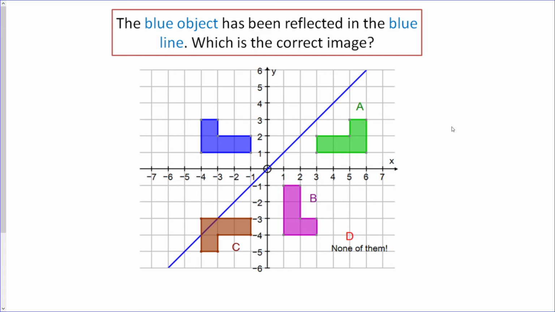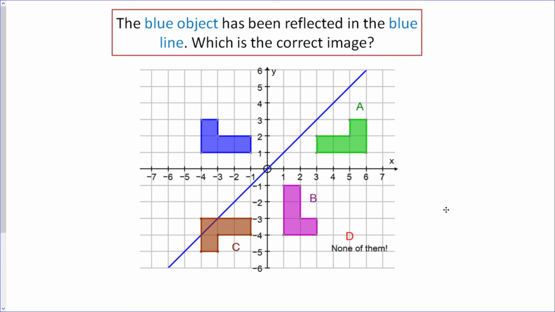Okay, now I want you to try this one out. So the blue object has been reflected in the blue line. So this is a diagonal line of reflection. Which is the correct image? So there's A, which is the green shape, B, which is the purple shape, C is the brown shape, and D is none of the above. So pause the video for a moment, see if you can figure out what it would be. Okay, I'll assume you did that.